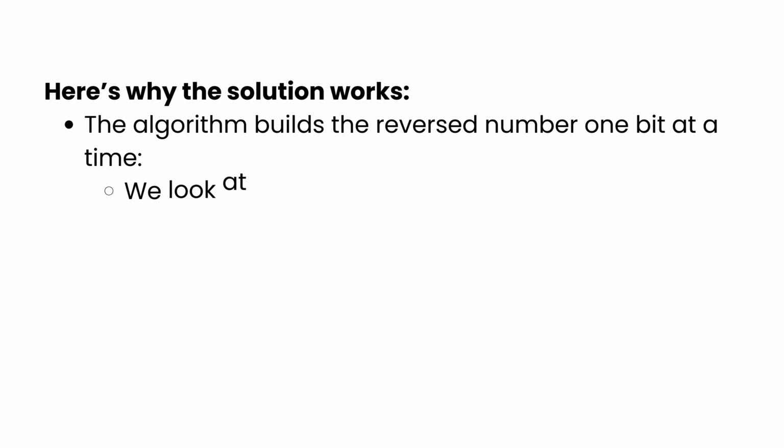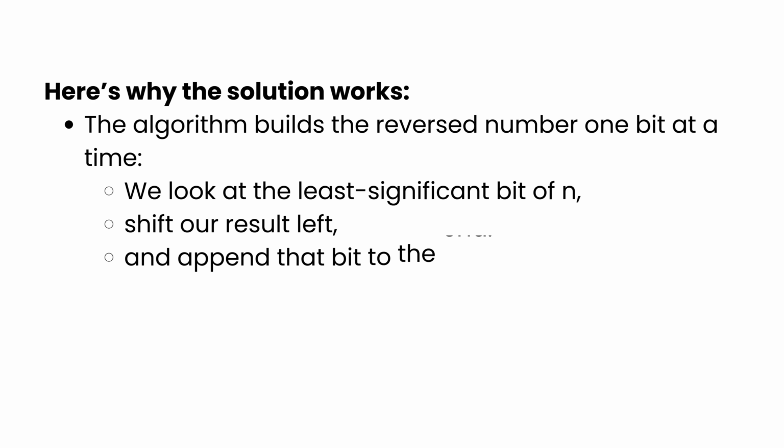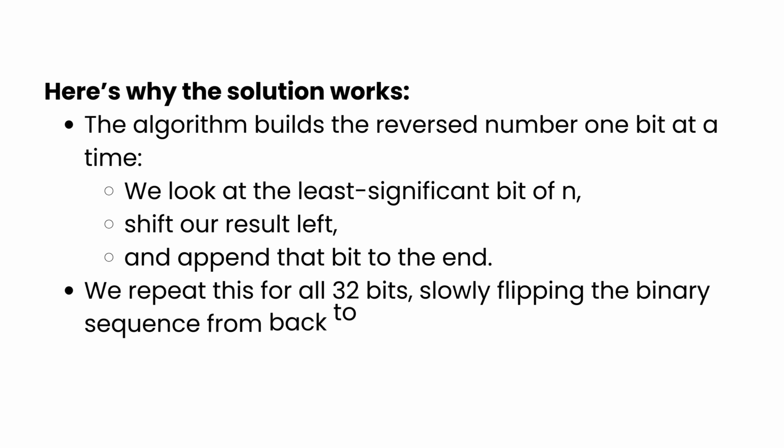The algorithm builds the reversed number one bit at a time. We look at the least significant bit of n, shift our result left, and append that bit to the end. We repeat this for all 32 bits, slowly flipping the binary sequence from back to front.